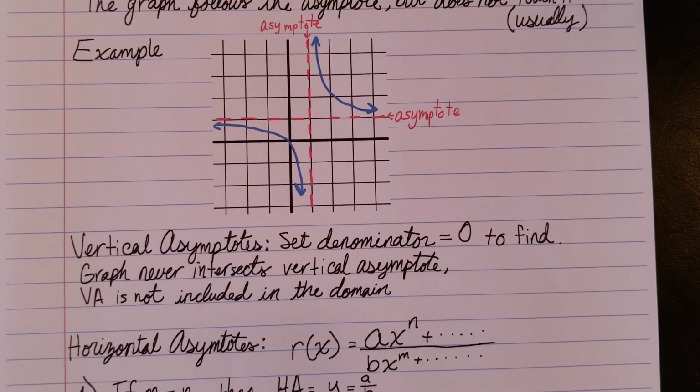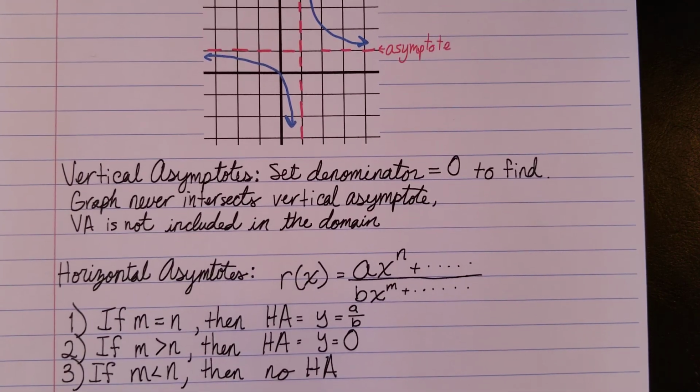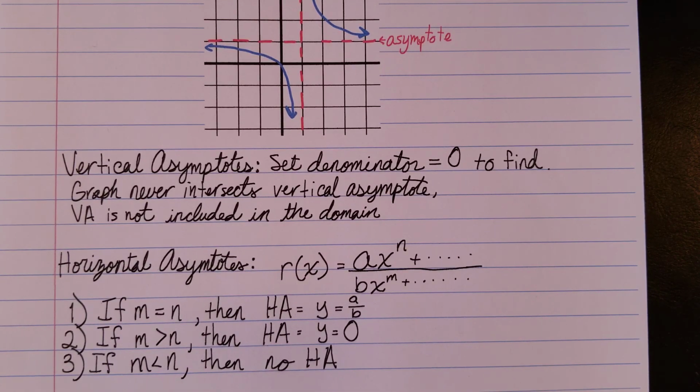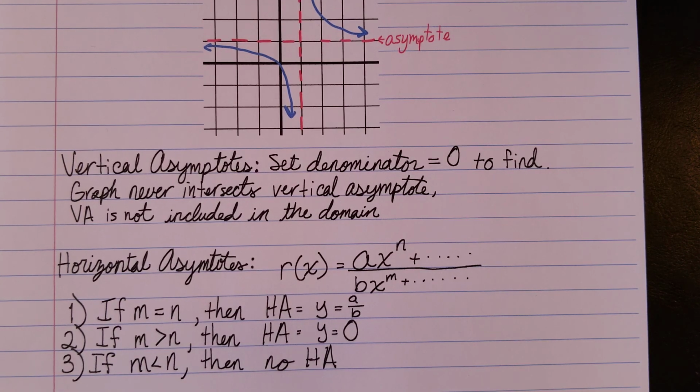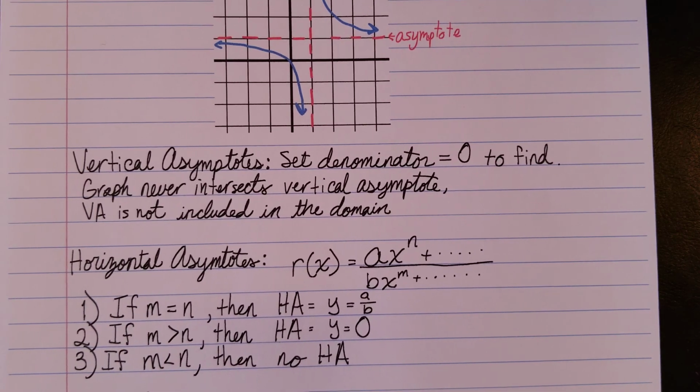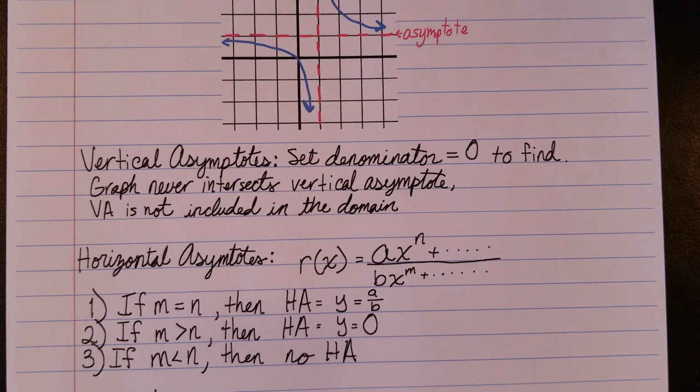To calculate the vertical asymptote, you will set the denominator equal to 0. The vertical asymptote is a place where the function is undefined. So whatever the vertical asymptote is, it's a number that is not included in the domain of the function.